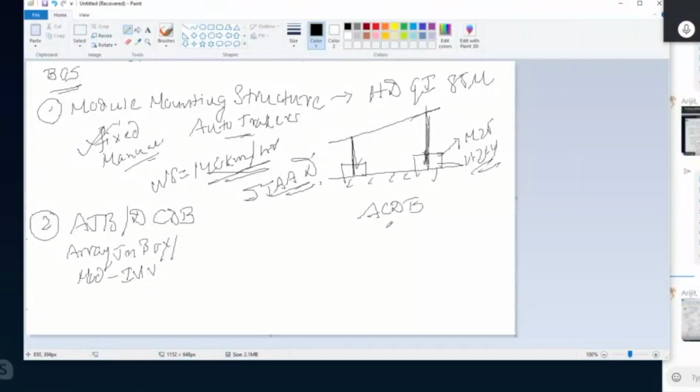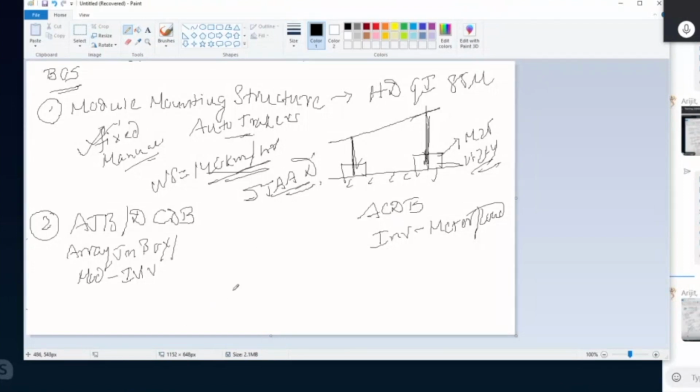ACDB is AC distribution box. It comes between inverter and meter or load, whatever you want to say. If you want to put it in load, it comes between inverter and load. If you are putting it in the net meter, it will be coming between inverter and net meter.